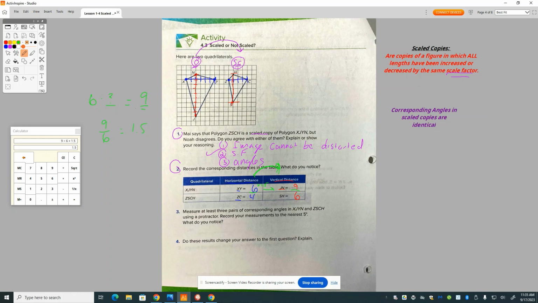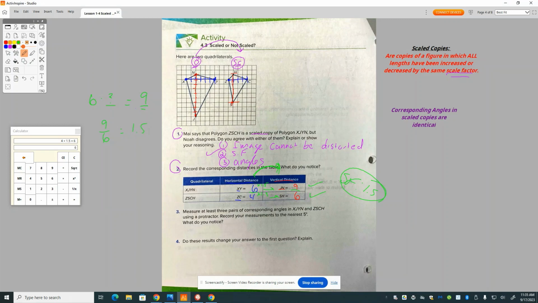Now, if this is truly scaled, I should be able to multiply 4 times 1.5, and I should get a 6. Let me go ahead and double check that. 4 times 1.5 equals 6. So far, everything checks out. There is a scale factor, and that scale factor would be 1.5.